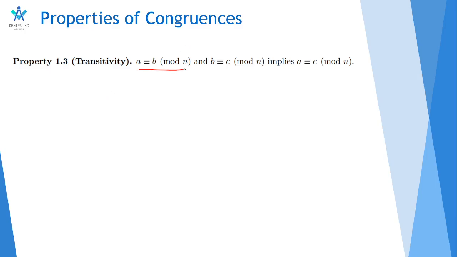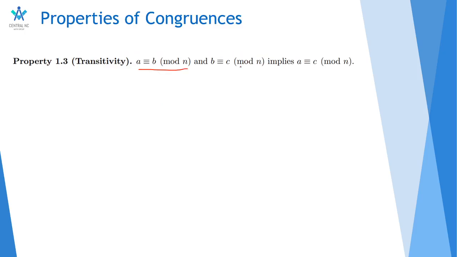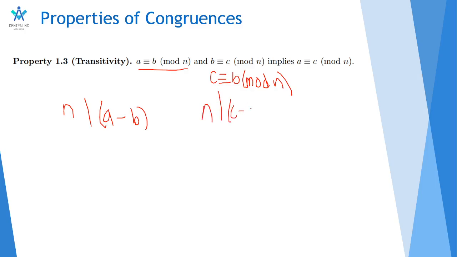So let's keep this the way it is, but we've proved the property of symmetry, so we can rewrite this here as C is congruent to B mod n. And you'll see why in just a second. So this congruence tells us that n divides A minus B, and this congruence tells us that n divides C minus B. Well, if n divides each of these, then n also has to divide their difference. That just makes sense logically. So let's see what that gives us.